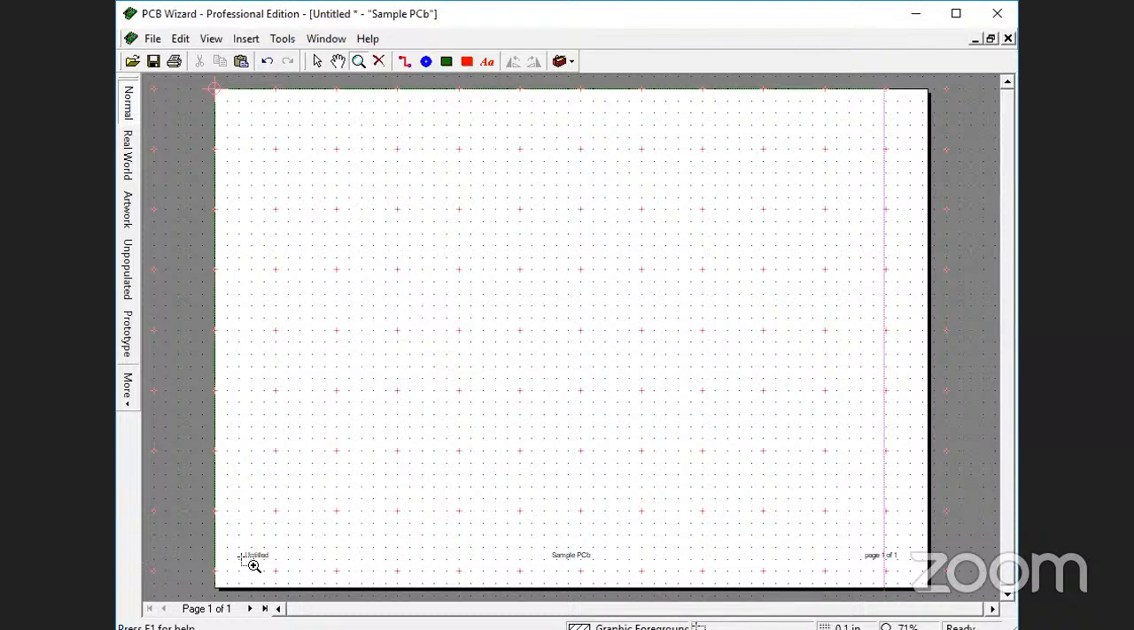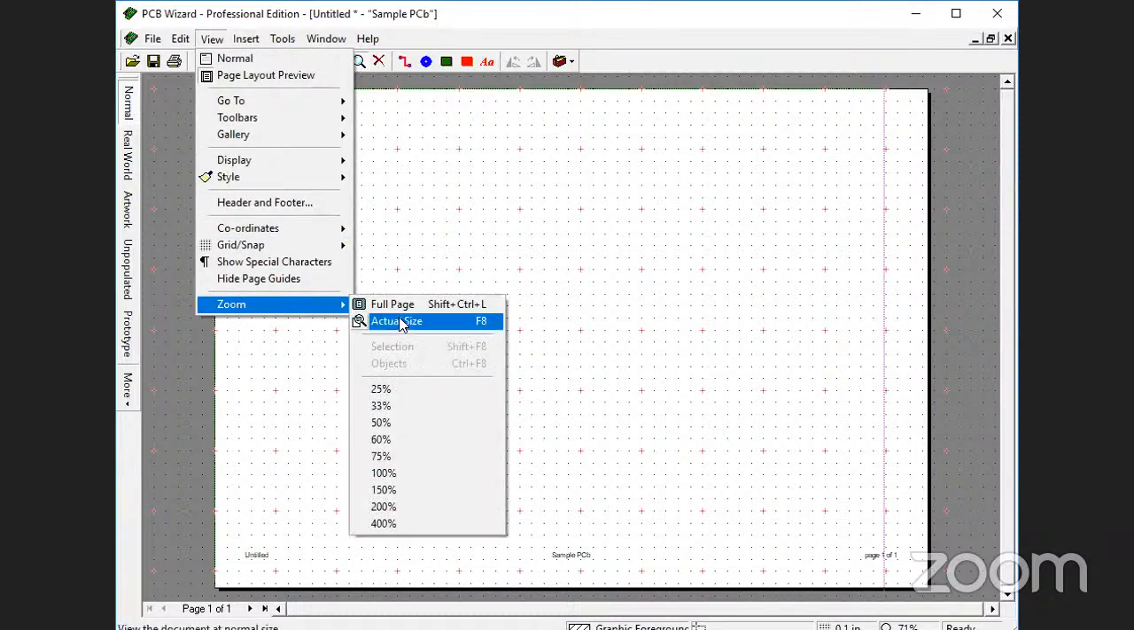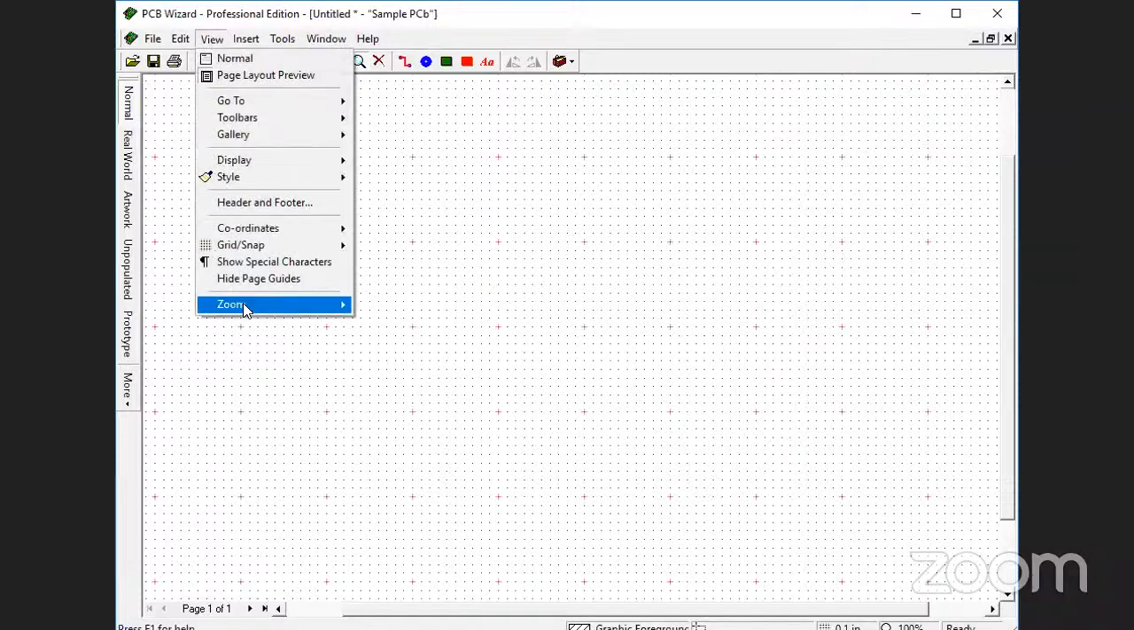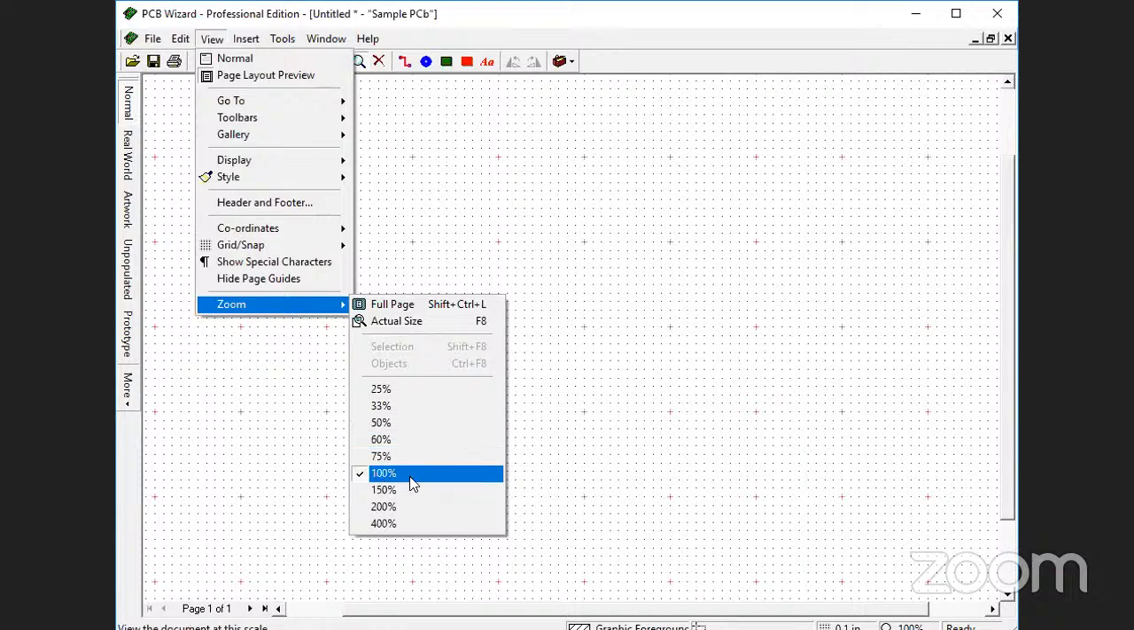You can see the footer is written. That footer has untitled, some sample PCB, written as page 1. This is the first page of this particular file. So if I wanted to view zoom actual size, see, this is the actual size. You can make a change and see the difference, and you get to know how this particular software's grids are utilized.